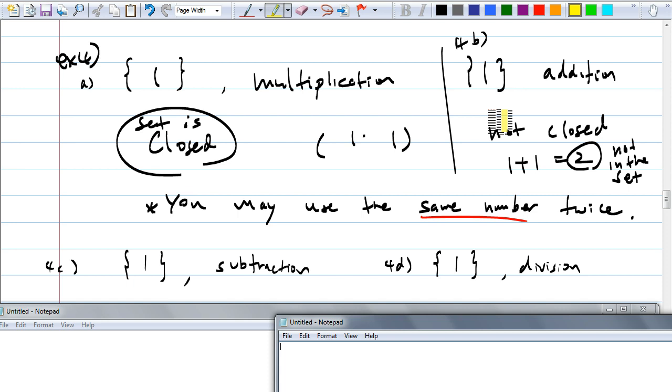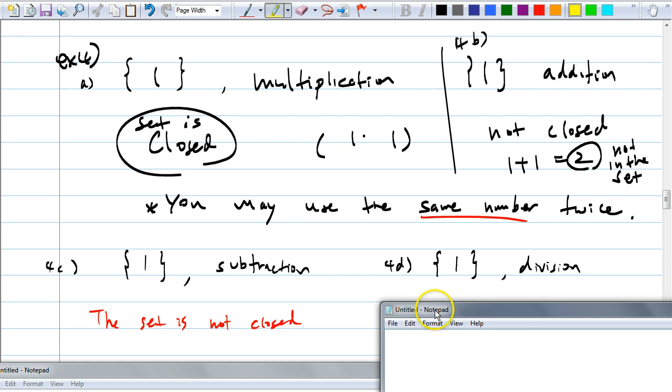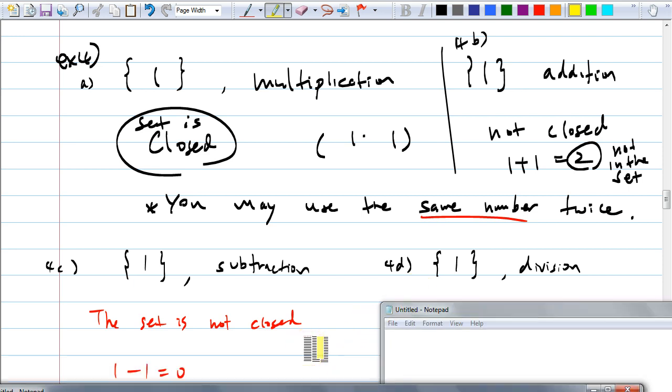How about Samara? 1 minus 1 is 0. Do you see 0 in the set? No. So did you all come up with that example? Okay, so the set is not closed. Did I put an example here? Yeah, I did. 1 minus 1 is 0. That 0 is not in the set. Therefore, the set is not closed.